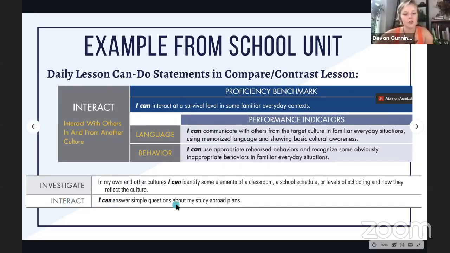Interact. I can answer some simple questions about my study abroad plans. What a great task to use to see if your students really get the differences between the school systems, but without having to, I guess you could say, force or make up a school scenario. You don't have to do that with something like this. That's really cool.